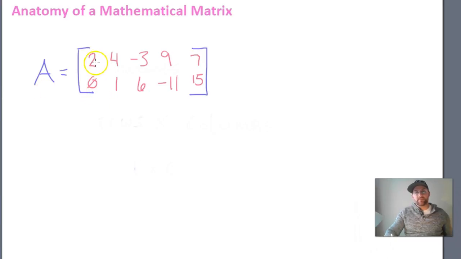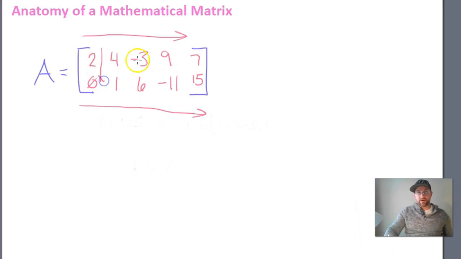So this is matrix A. It is made up of elements 2, 4, negative 3, 9, 7 in the first row, moving from left to right horizontally. And in the second row it is 0, 1, 6, negative 11, and 15. But it's also made up of columns, top to bottom, like so.